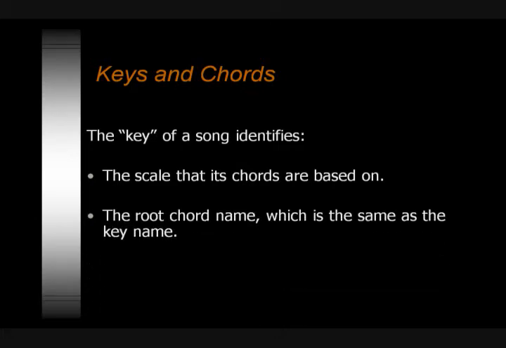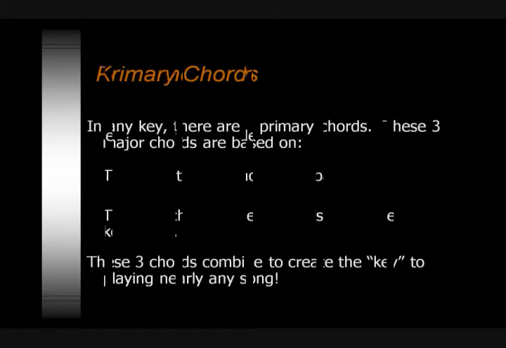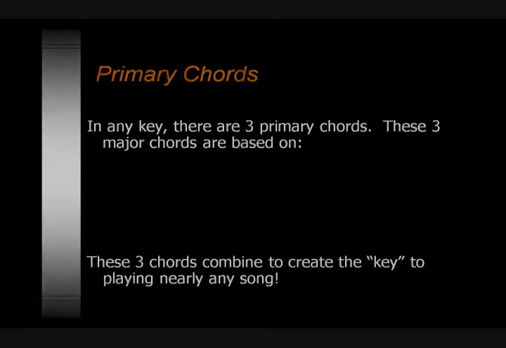A song in the key of C is based on the C scale, which has no sharps or flats and has a root chord of C. The C major scale is used to determine other chords that will be used when playing in the key of C. Now let's look at primary chords.